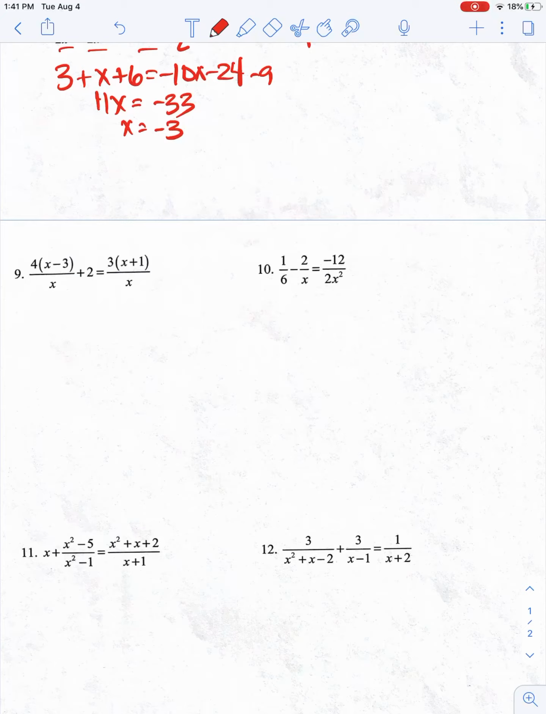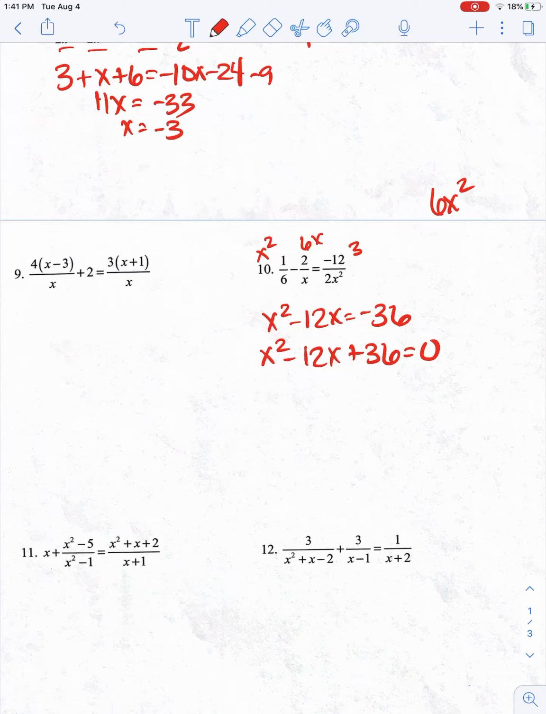Excuse me, 10's common denominator is going to be a 6x squared. So the first guy needs an x squared. The middle guy needs a 6 and an x. And the third guy needs a 3. So now I have x squared minus 12x equals a negative 36. I am quadratic, so I'm going to get him equal to 0.